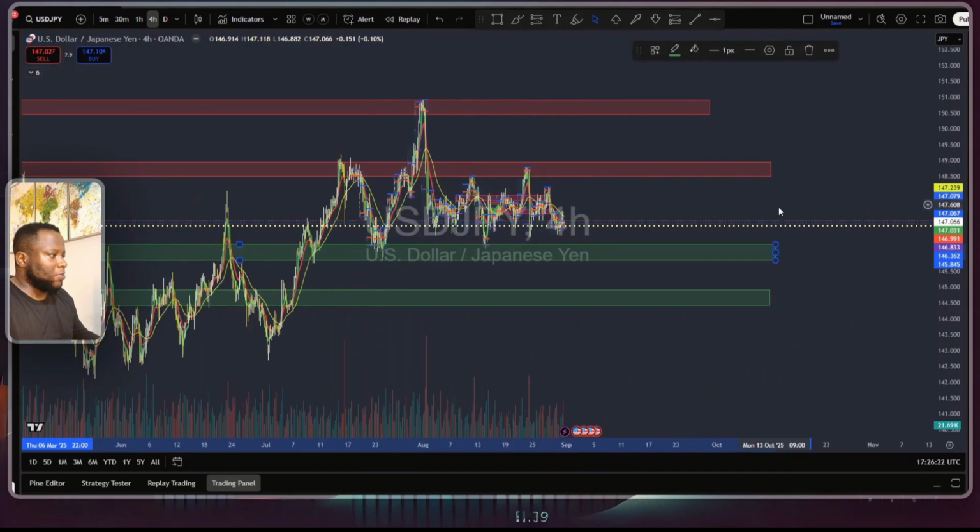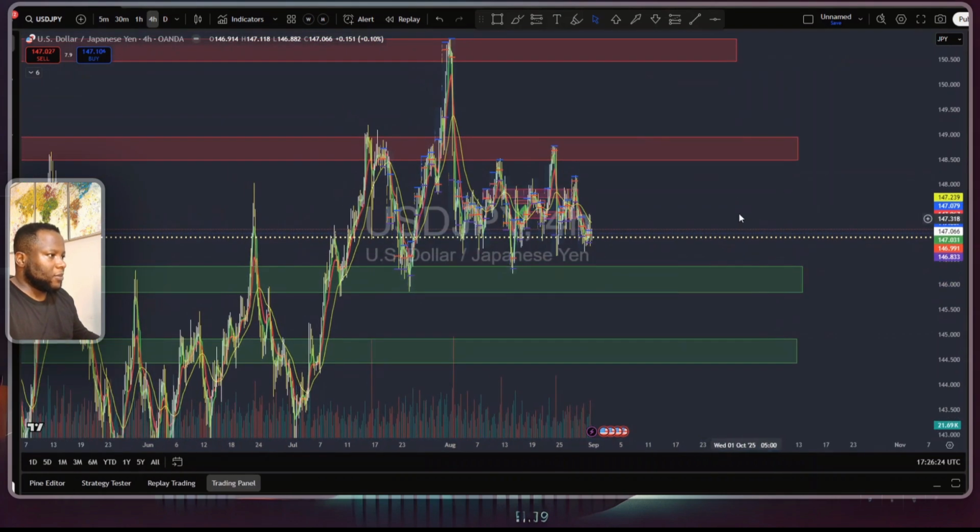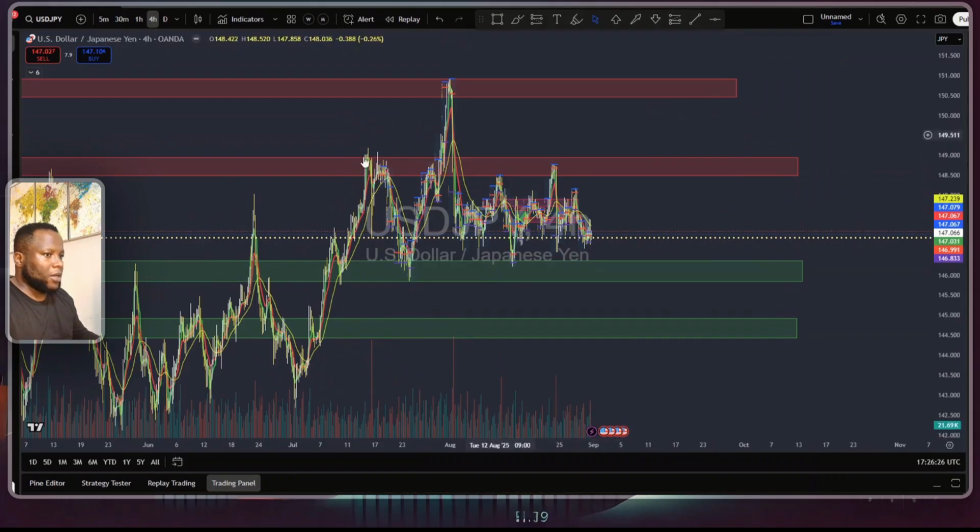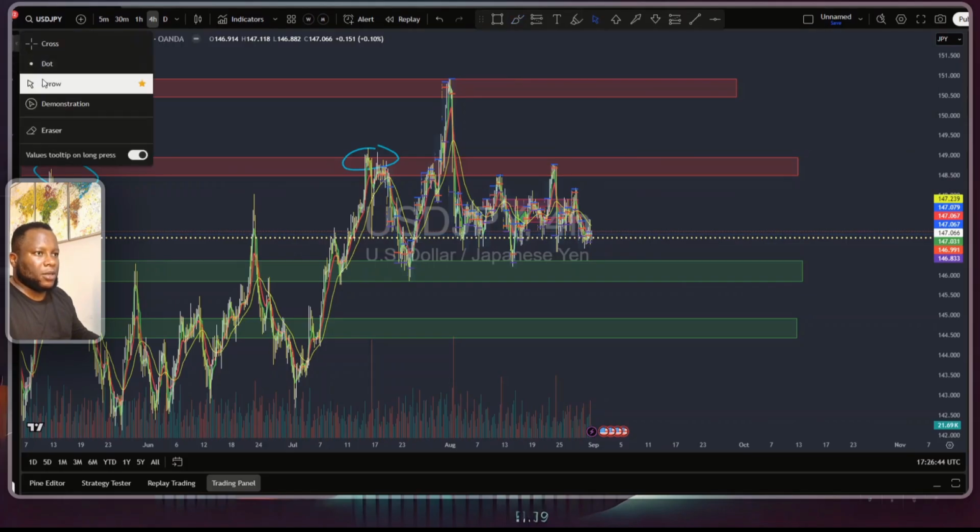Now, if price is to break above this zone, this resistance zone, which is actually telling us price already tested this like 3 or 4 times, if price is to break above the zones, then we should be looking at buys for this pair. We should be looking at buys, and I'm going to explain that further. Give me a second here.